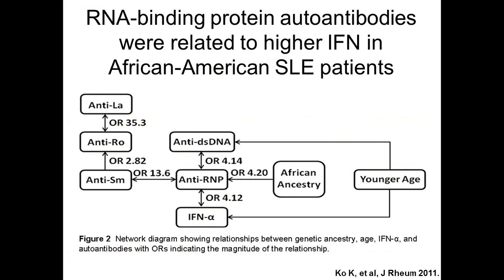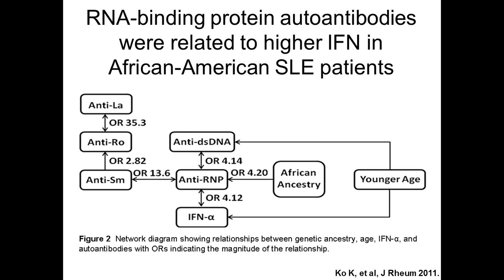And when we looked at this, we tried to take some of those factors and put them together in statistical models to see if we could figure out what causes what, what's dependent upon other things and what's independent. And one of the things that came out of this, and this diagram is trying to show it, is that if you had some degree of African ancestry, you're more likely to have some of the particular autoantibody profiles, and then these were linked to having higher interferon.